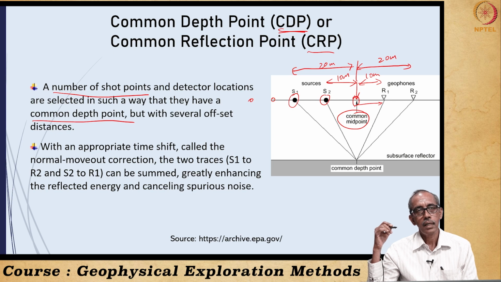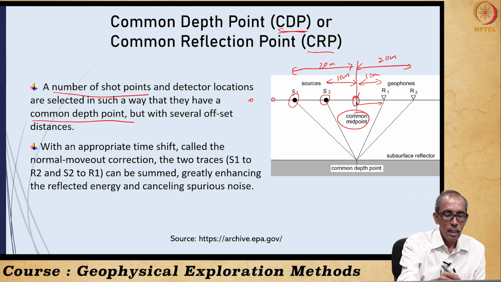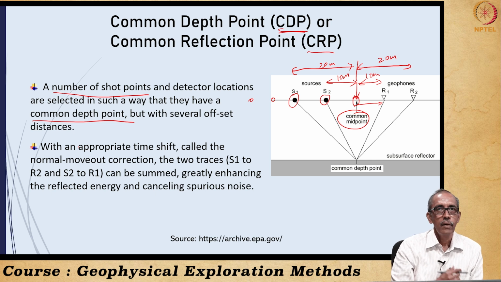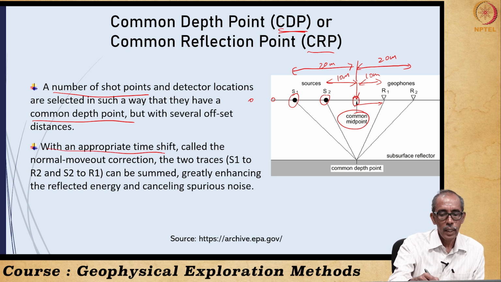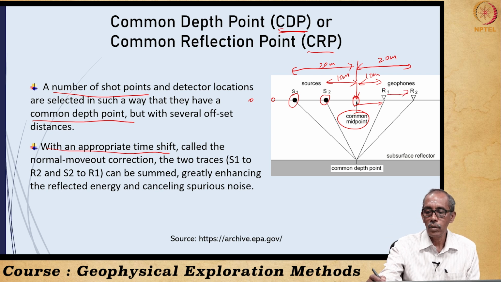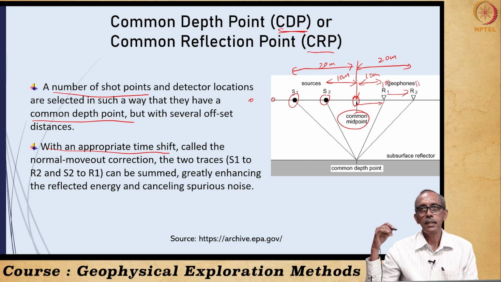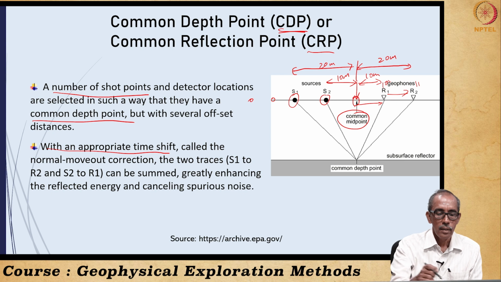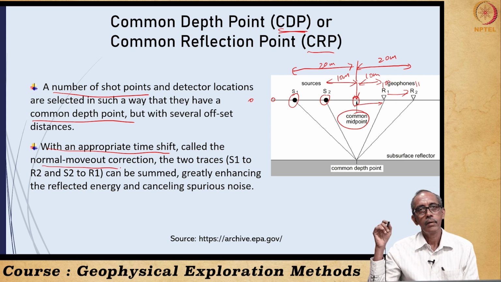What is the advantage of this? When you do such a thing, we apply an appropriate time shift called move out. That means, what is the time advancement when you increase the distance? Here you get, let us say, 10 milliseconds, and here you are getting 11 milliseconds. That means it has taken 1 millisecond more because of the distance, isn't it? This is what is known as move out.